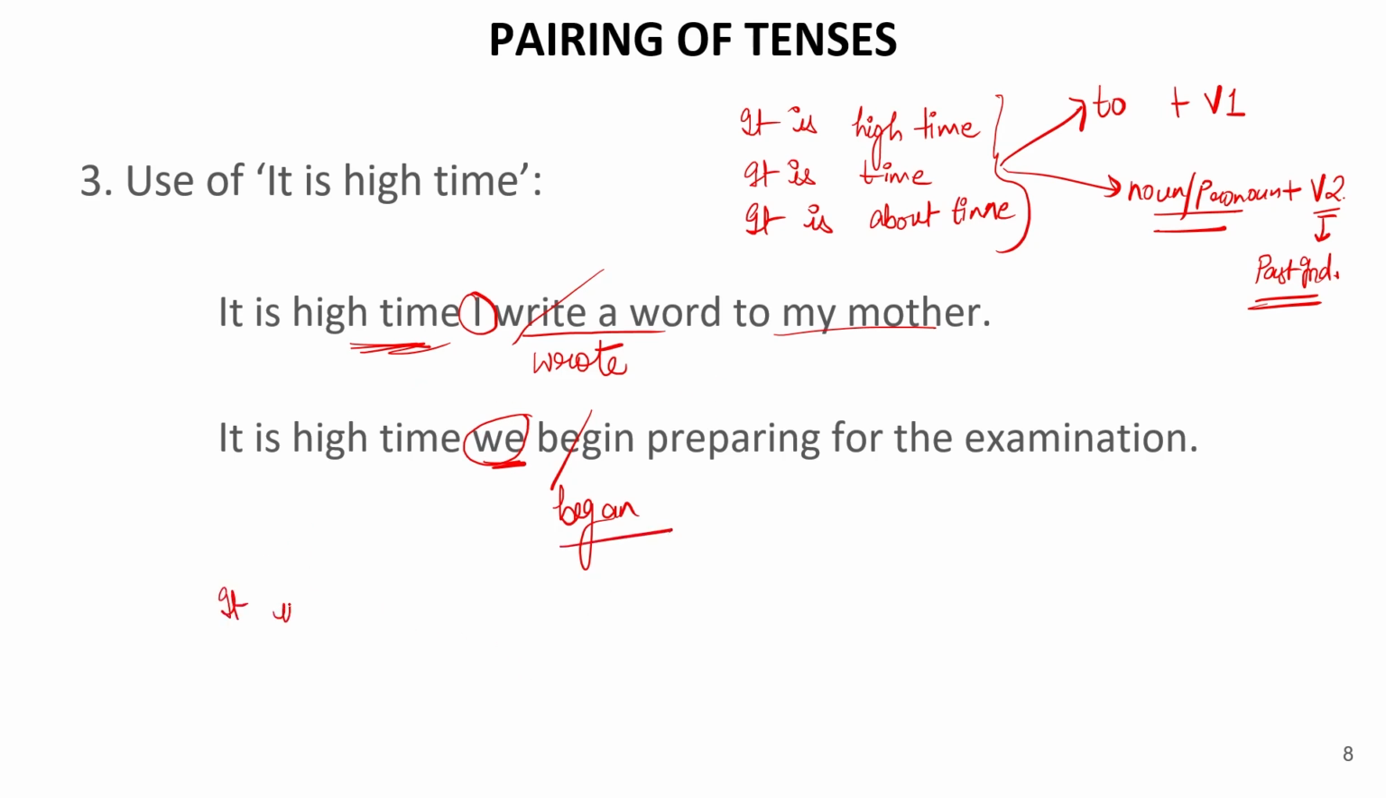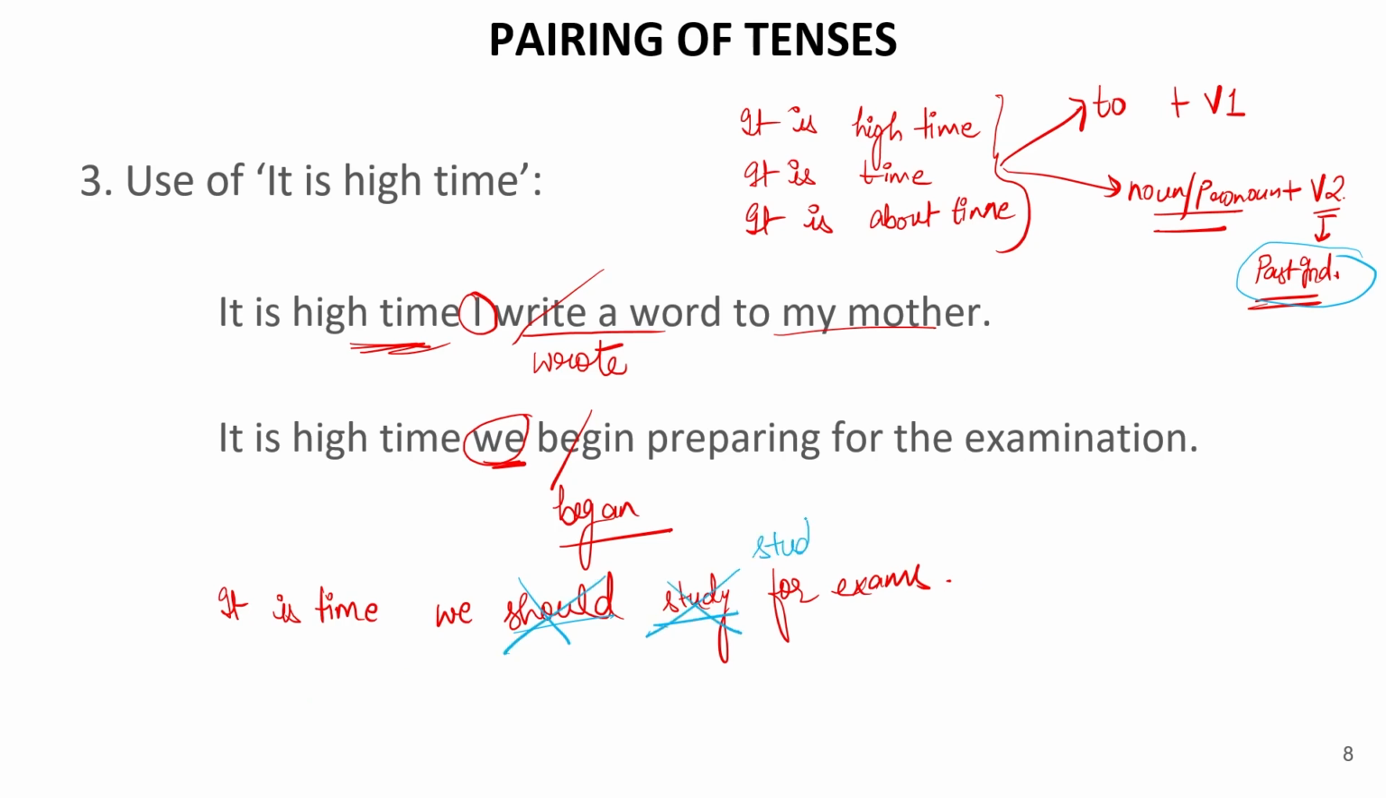Now, if the sentence is like it is time we should study for exams, suppose we have this sentence. Now, again, if we see the sentence carefully, it is time we should. Now we have to use only past indefinite tense. There is no requirement of a modal. So this should will be removed from here and study will be replaced with studied. So the correct sentence will be it is time we studied for exams.